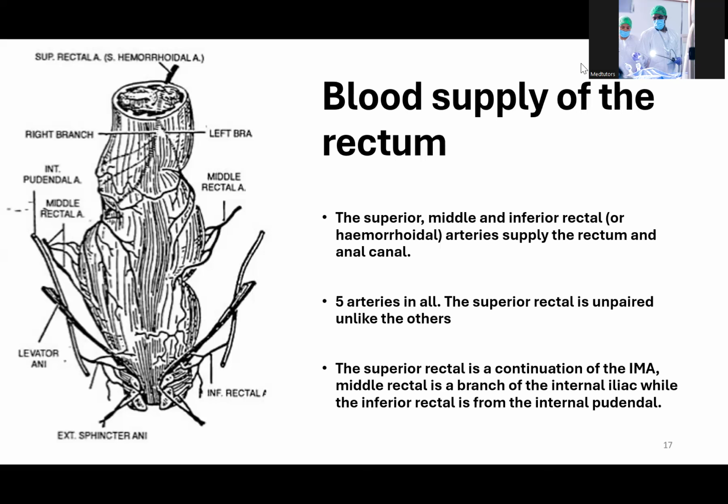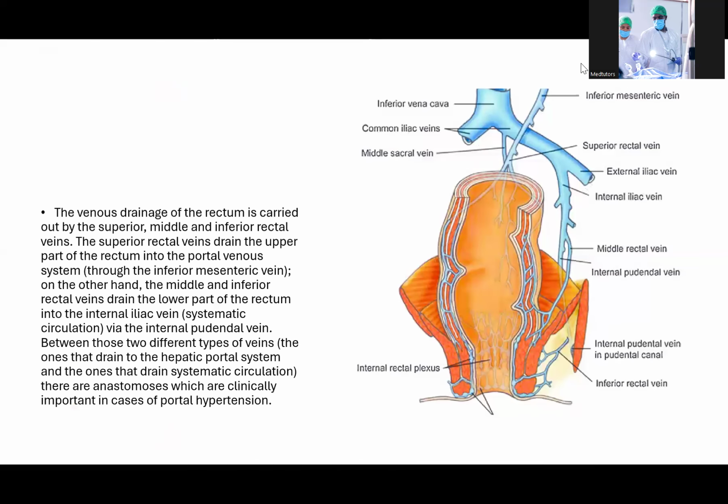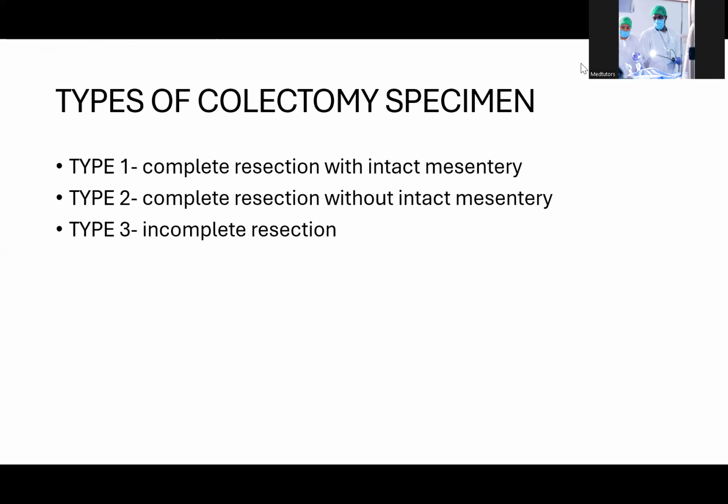So this is just a demonstration of the superior rectal artery. Of course, most of the time they will tell you the veins will follow the artery. Of course, you don't need to waste time there. And you know the significance of these veins in portal hypertension. Lymphatic drainage, pararectal nodes, then the superior rectal, inferior mesenteric. Lateral and medial sacral nodes with the middle rectal artery and internal iliac nodes.